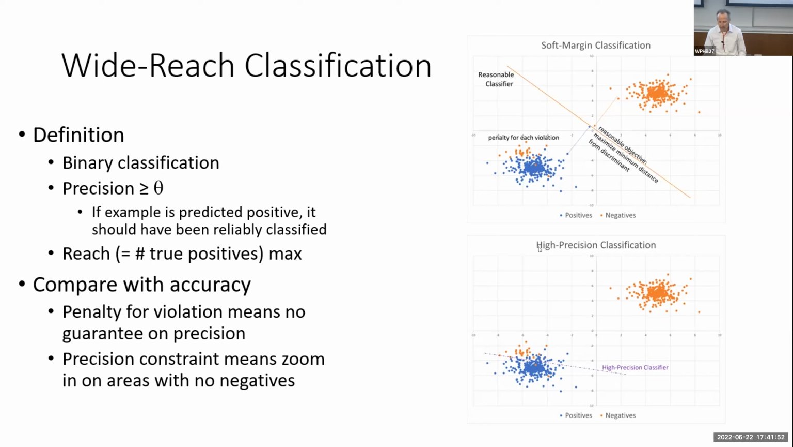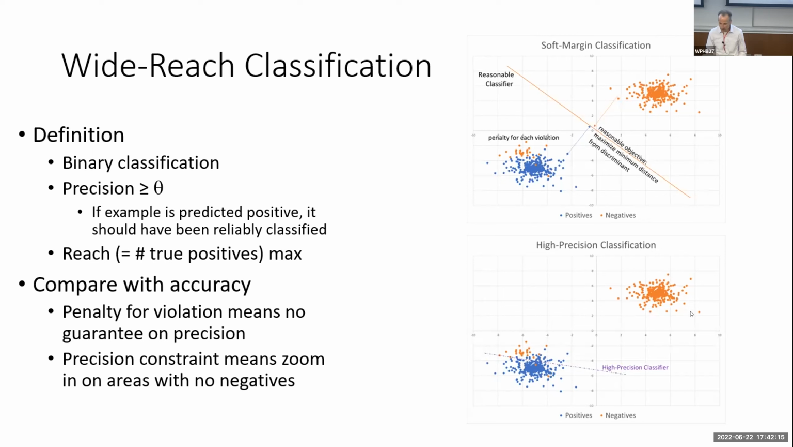So instead, what I want is a classifier that, granted, may not reach all of the true positive points, but it slices away the secondary negative cluster, and it focuses only on an area in which you find the true positives.